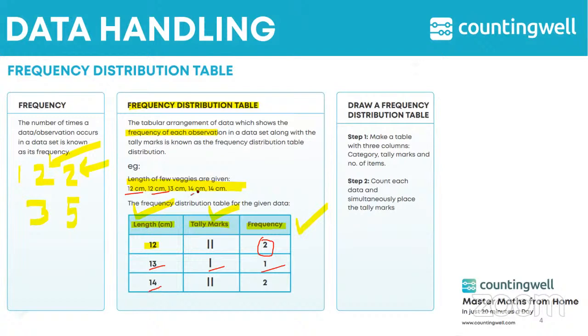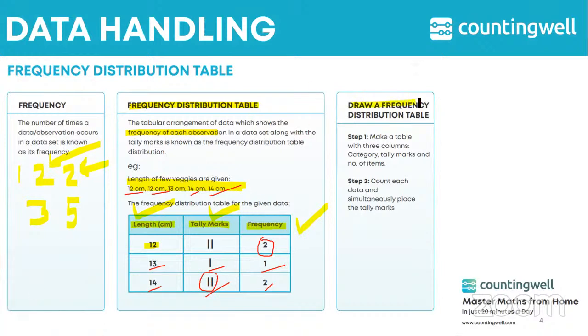How many readings? There are 2 readings of 14 centimeter. Hence, we can see the number of times 14 occurs is 2. That's why we have frequency 2. And the tally marks will be 2 strokes. So we have tally marks represented like this and frequency is 2.